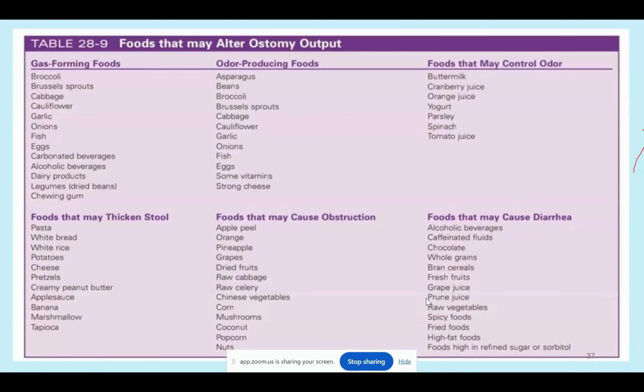This is the chart we have followed related to the ostomy output. The gas forming foods to be avoided, foods that may thicken a stool, the odor producing food should be avoided, foods that may control odor should be included, foods that may cause obstruction should be avoided, and foods that may cause diarrhea should be avoided. So a dietary plan was made along these lines.